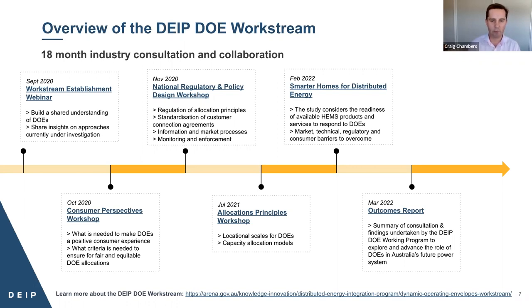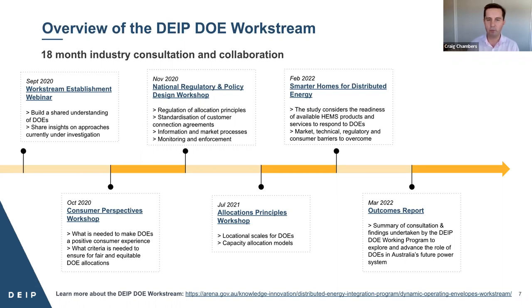We then thought, we need to start with the customer in mind. So we wanted to develop some principles, and we had a workshop straight after looking at the customer's perspective. We then went into another workshop around the regulatory and policy design for dynamic operating envelopes and looked at how we could get towards national consistency. That was followed by another workshop in mid-year last year, looking at the principles which informed the report.